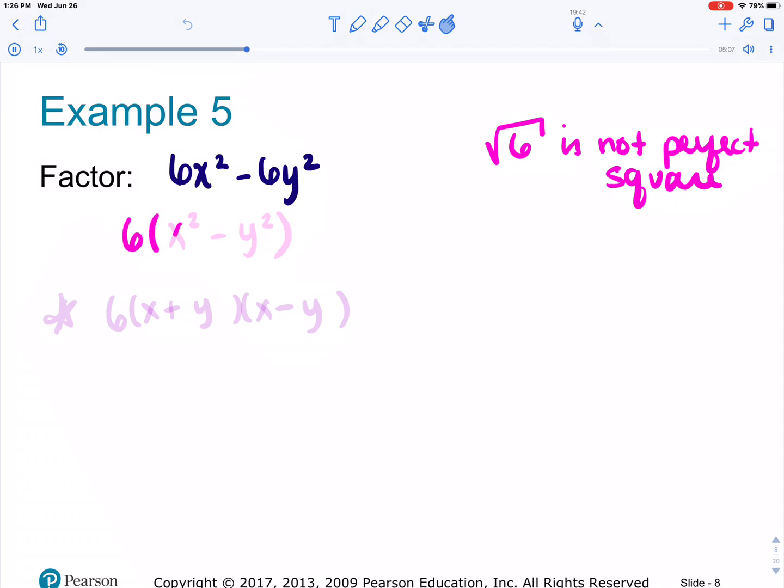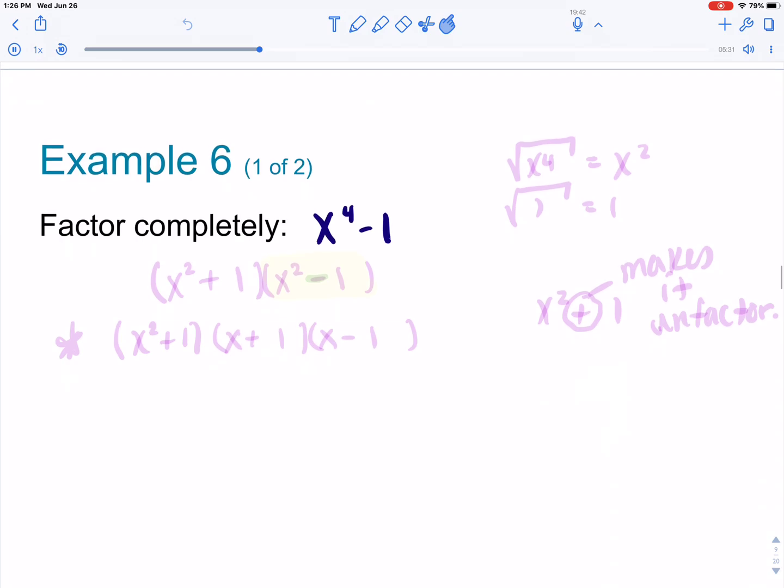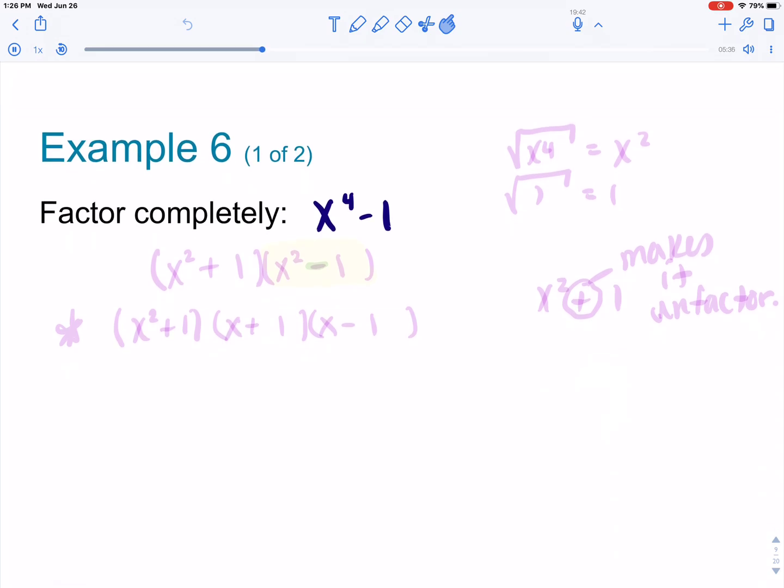And I say, well, they both have a 6, so I can pull a 6 out. And then when I factor it, I get x squared minus y squared. And then I say, well, I can go farther because those squares are perfect squares. So I'm going to go 6, set up my 2 parentheses, x and x, plus and minus, y and y. And then there's my answer for that one.